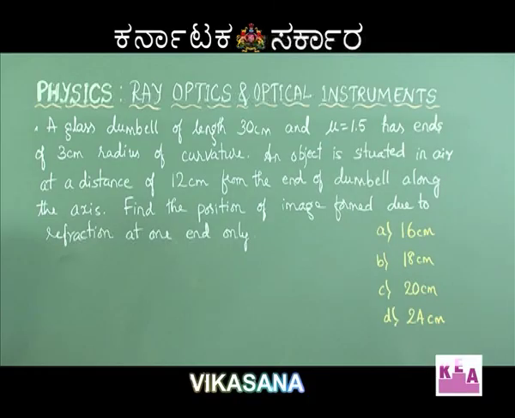Let us look at the next problem. A glass dumbbell of length 30 centimeter and refractive index 1.5 has ends of 3 centimeter radius of curvature. An object is situated in air at a distance of 12 centimeter from the end of the dumbbell along the axis. Find the position of the image formed due to the refraction at one end only. The options are 16 centimeter, 18 centimeter, 20 centimeter and 24 centimeter.